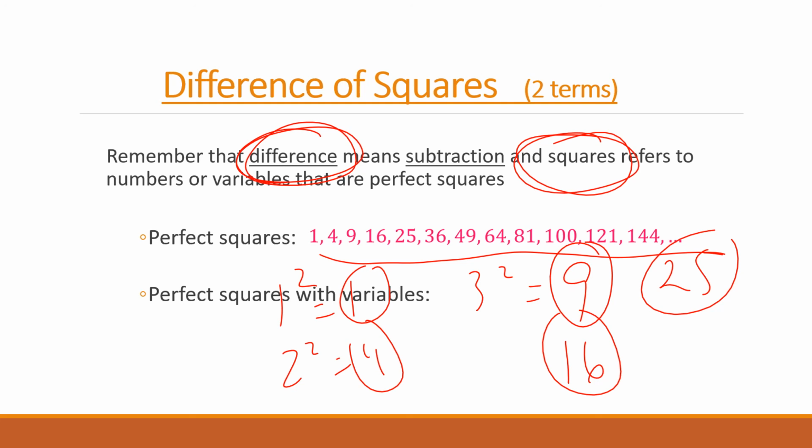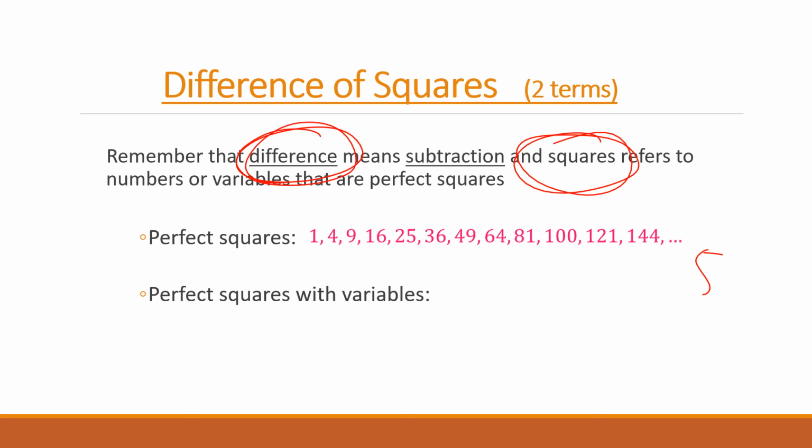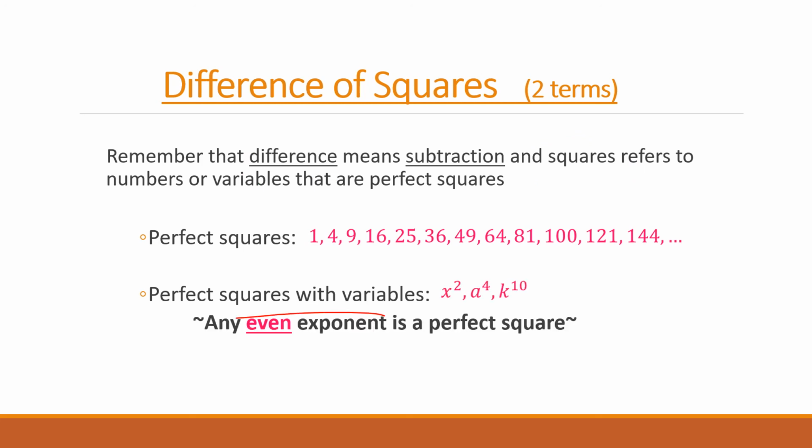On your calculator, if you want to find squares, you can use the little squared button or take the square root to see if something is a square. Square root's the little check mark looking thing. With a variable, perfect squares are just any even power. So anytime the exponent is even, that's a perfect square.